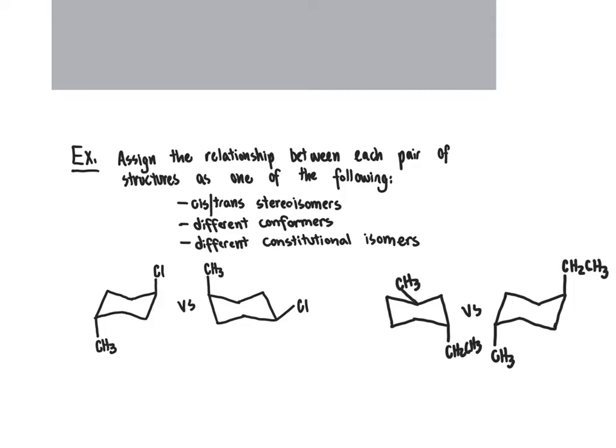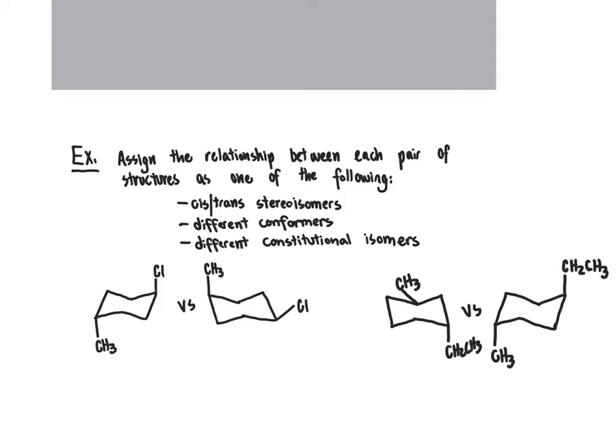So different constitutional isomers mean that you don't even from there need to look at whether the molecules are cis-trans or different conformers or whatnot. They are different constitutional isomers. That is a thing in and of itself. Stereoisomers and conformers imply that two molecules have to have the same connectivity between atoms. If they don't, that means they are instead constitutional isomers. So let's take a look at the structures that we're going to start with.